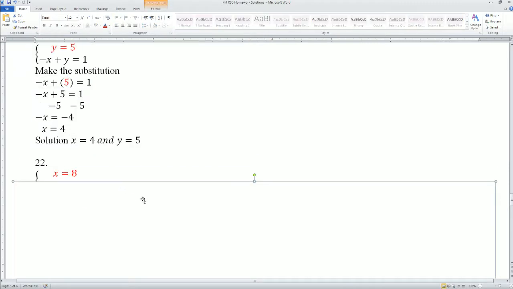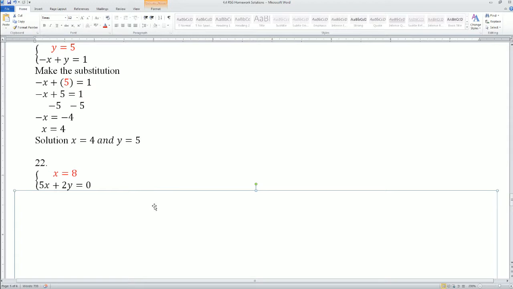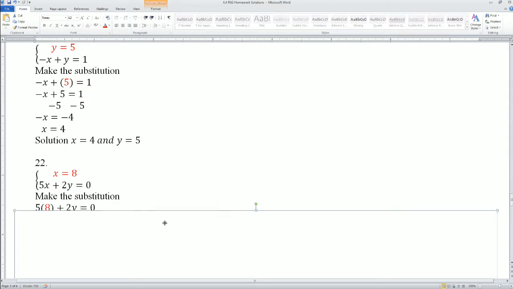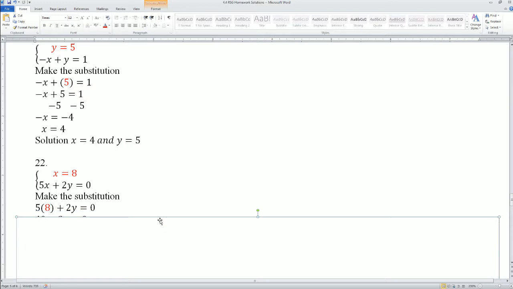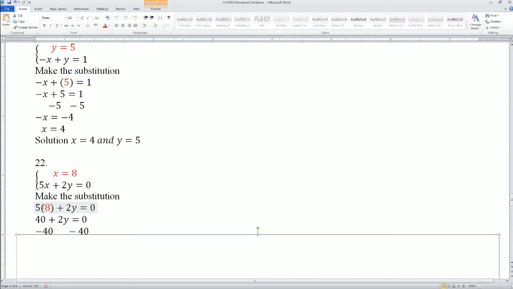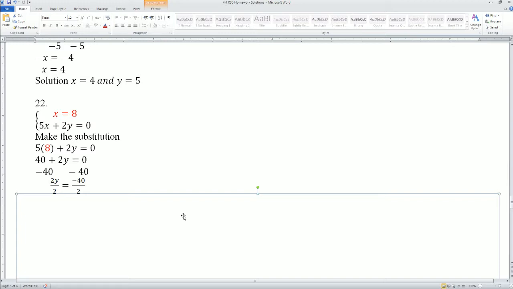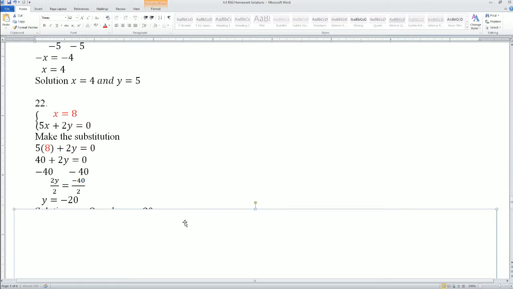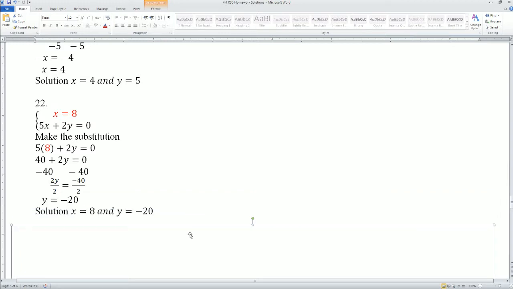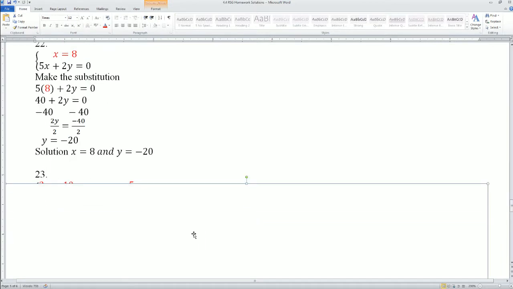Next, 22, x equals 8. Your other equation is 5x plus 2y equals 10. Make that substitution. 5 times 8 plus 2y equals 10. 5 times 8 is 40. Here's 2y. Subtract 40 from both sides. 2y equals negative 40. Divide by 2 on both sides. Y is equal to negative 20. Solution is x equals 8, y equals negative 20.